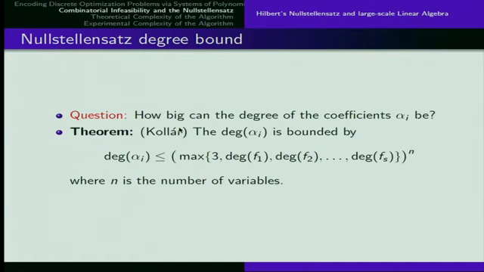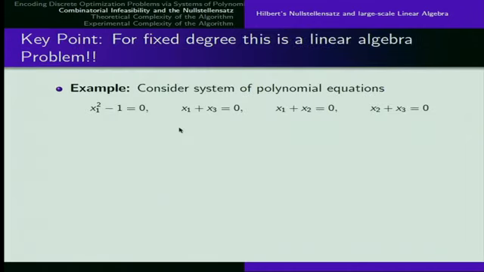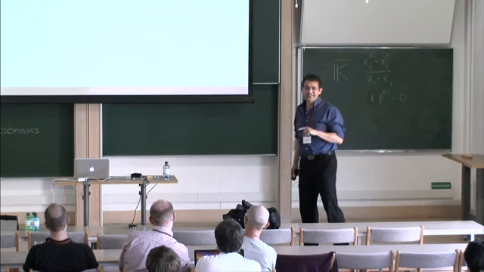Or 3, whichever is bigger, and then raised to the number of variables. So it's exponential. The degree of these alphas is exponential in the number of variables. Okay? So that's bad news. But nevertheless, let's be hopeful. Okay, let's think about it for a moment.